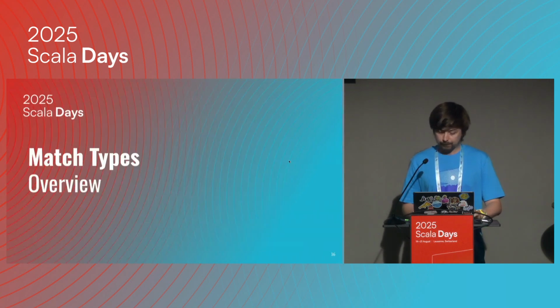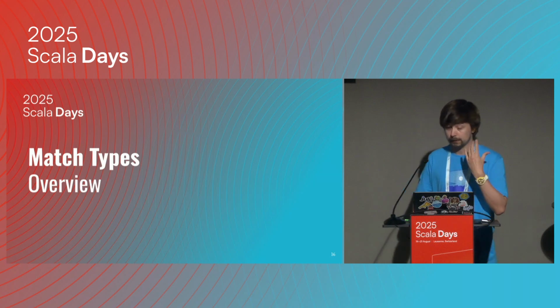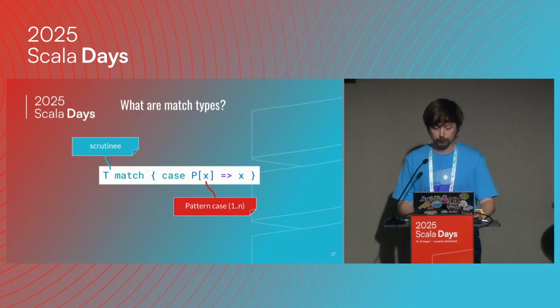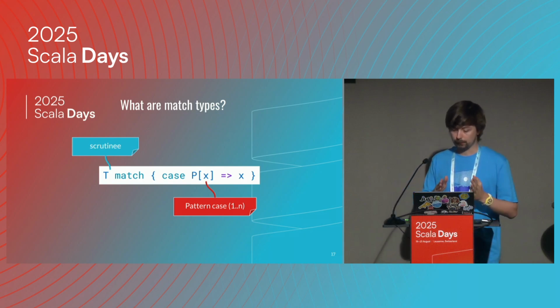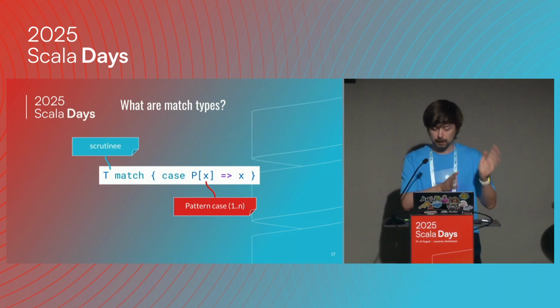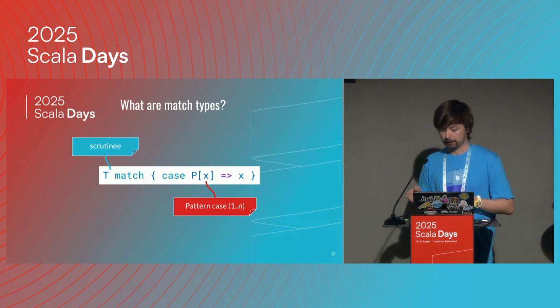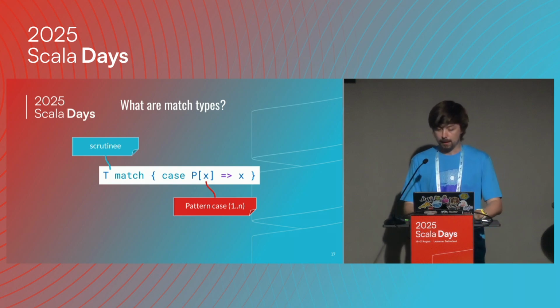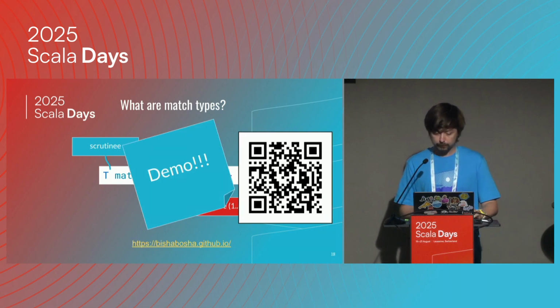All right, so that was the motivation of why it's useful for this example. And what do match types really look like? How do you define them? So this is the simplest possible match type you can have. You just have some type, match, and then brackets, and then one-to-many patterns, and then the resolver tries to reduce that match type.